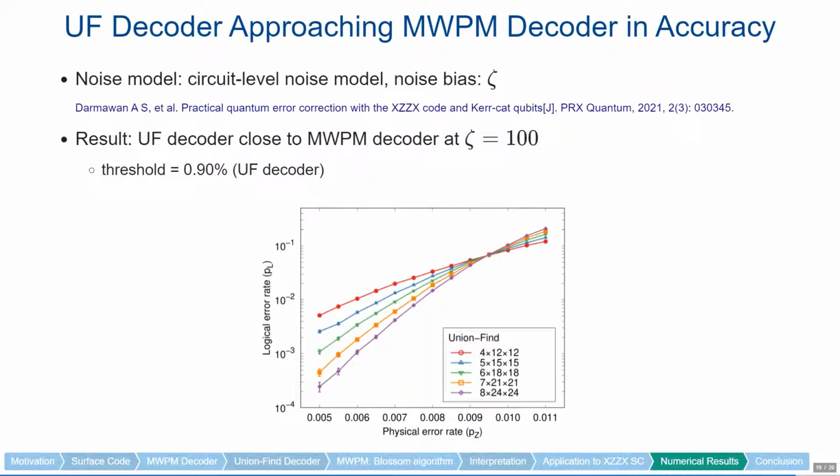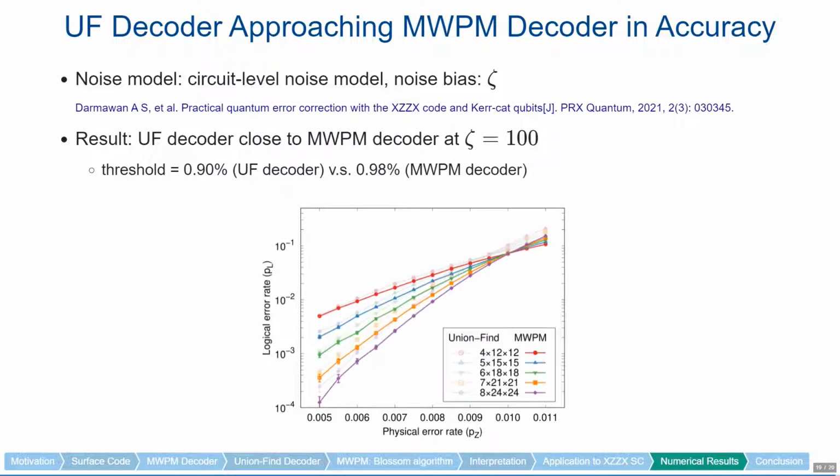We then consider the more realistic circuit-level noise model. In this case, analytically, they are not expected to be equally accurate because the conditions don't stand. Numerical simulations show that under a high noise bias of 100, the unifying decoder reached a 0.9% threshold, lower but very close to the 0.98% threshold of the MWPM decoder.